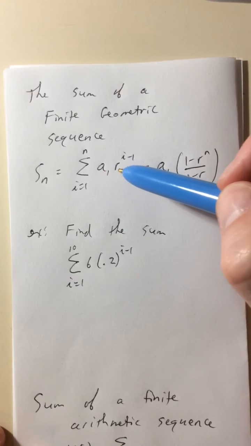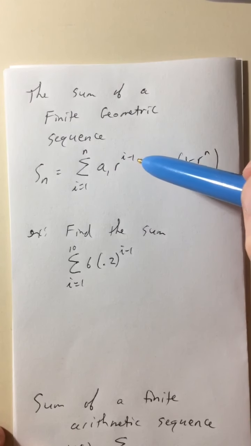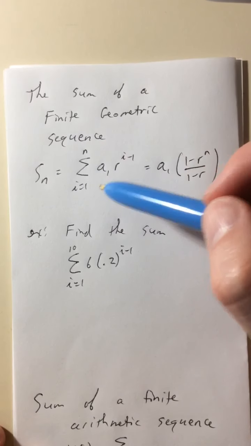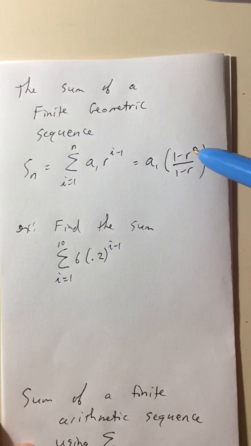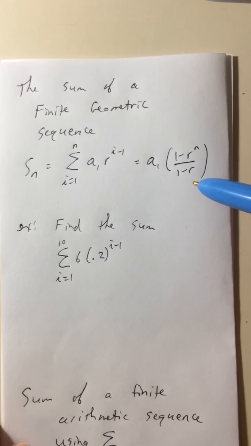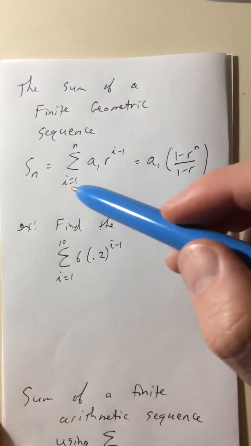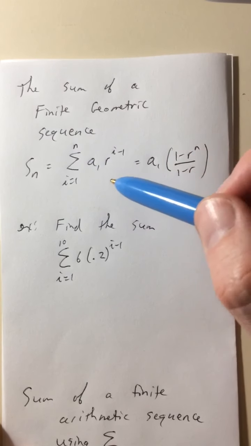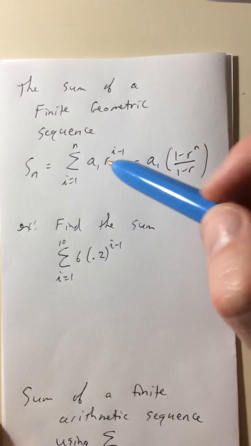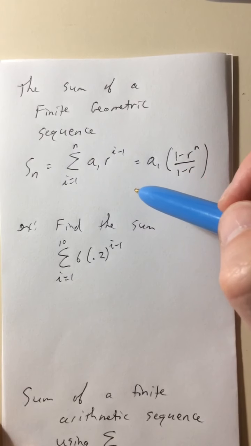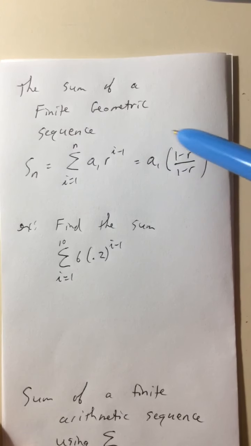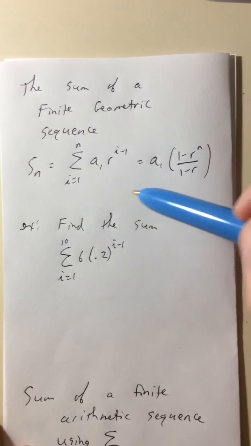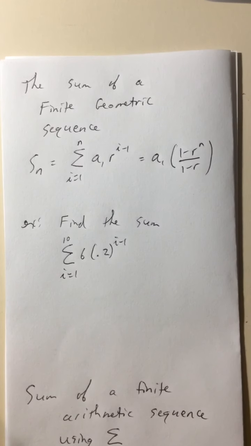Of the first term times the common ratio to the i minus 1. So this is the way we usually set these up. And here's the formula: the first term times 1 minus the common ratio to the nth power, over 1 minus the common ratio. So again, this sigma notation just means sum. Just add stuff up. Take the first term plus the second term plus the third term and so on. But the important thing here is the formula, and the notation looks a little confusing, but it's not really anything terribly difficult.